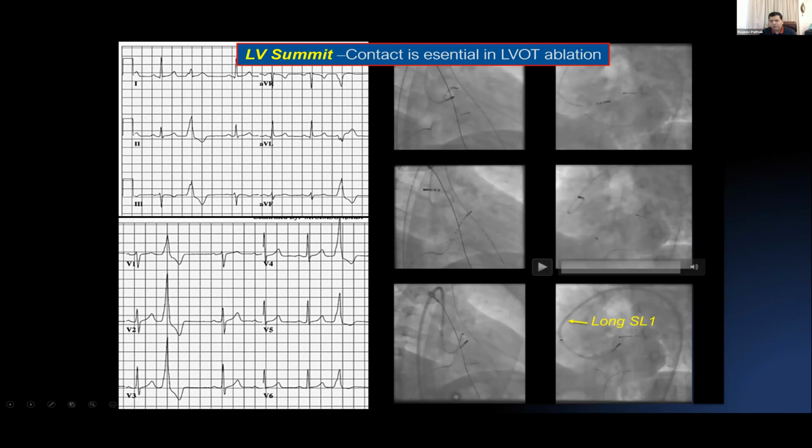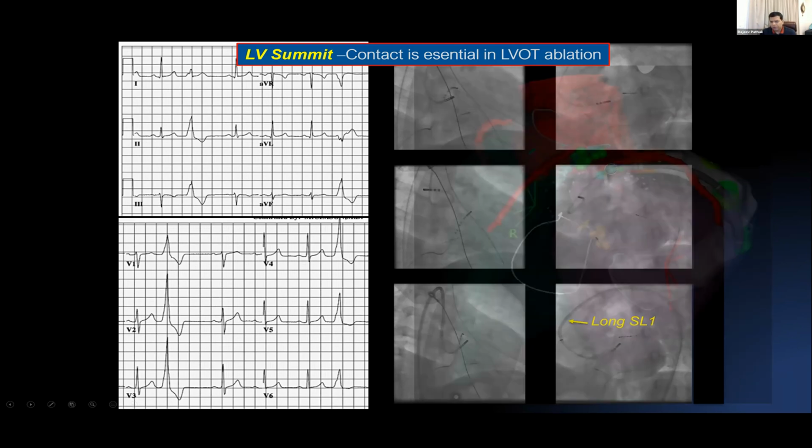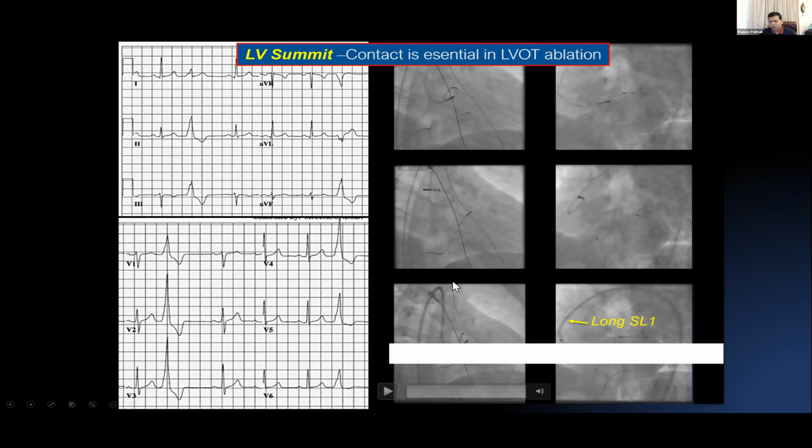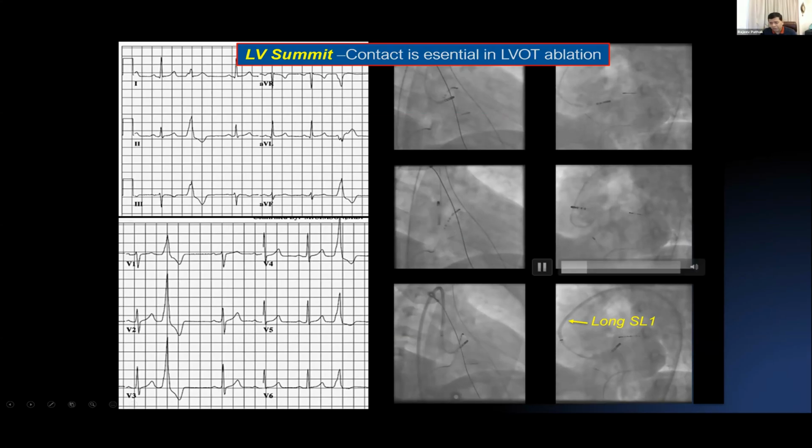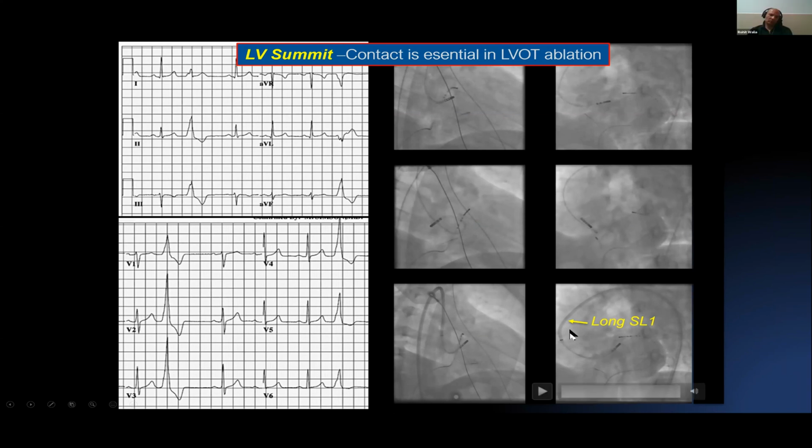And the second, if you are ablating into the LV endocardium itself, we sometimes use a long SL1 sheath, which will help us to be able to sit at the aorta or just below, and then use an ablation catheter to hook into the LV summit ostium region and to be able to provide a good contact.